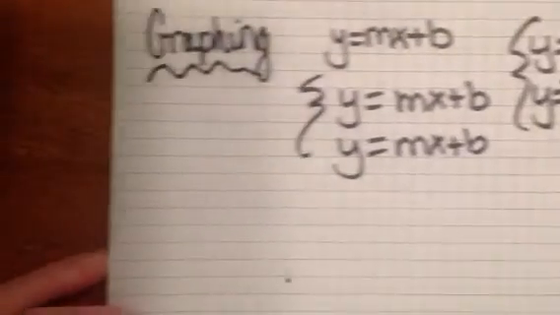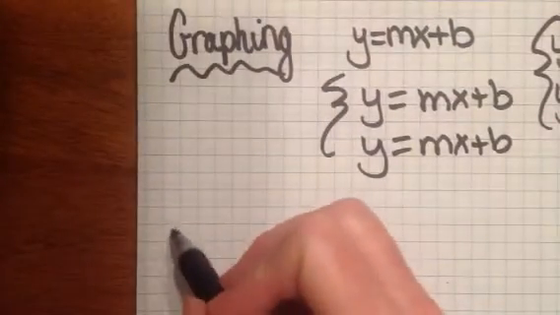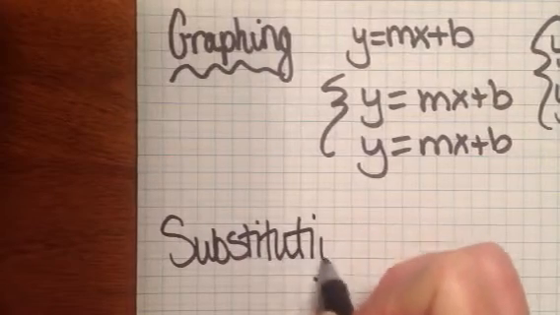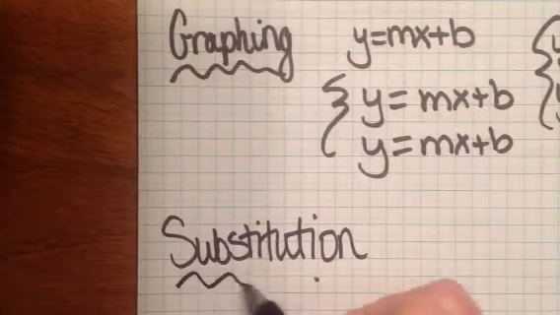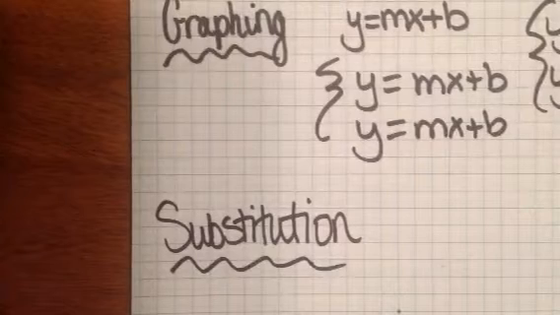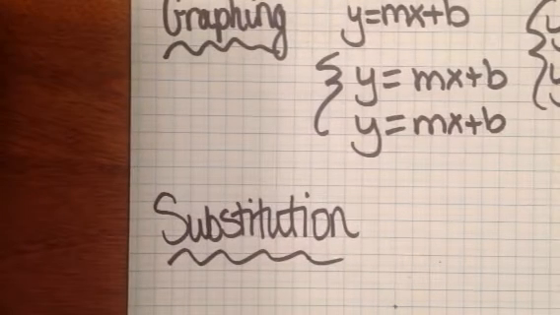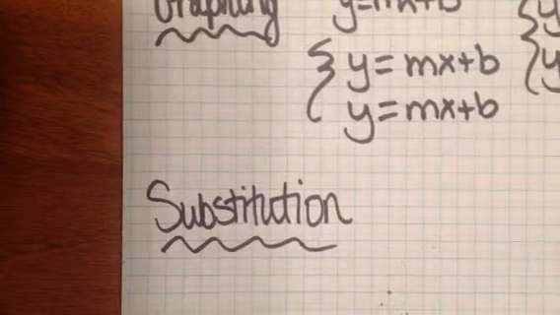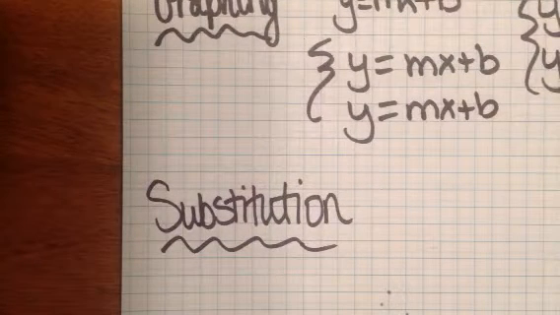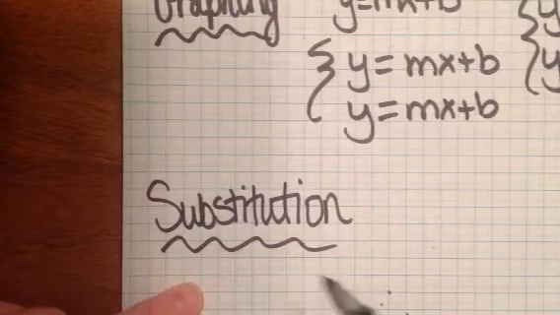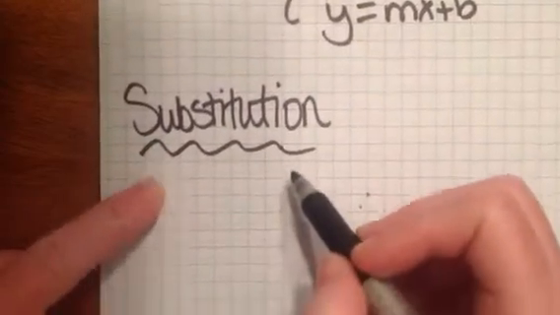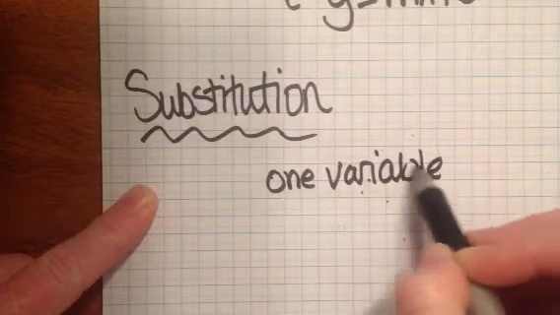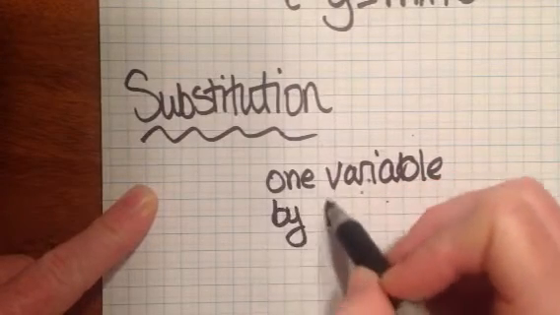The next method is to solve by substitution. Substitution is an important method. It's used a lot in Algebra 2, and we'll need it if we have a system of more than two equations. So when looking at a substitution problem, we want to find usually one variable by itself.